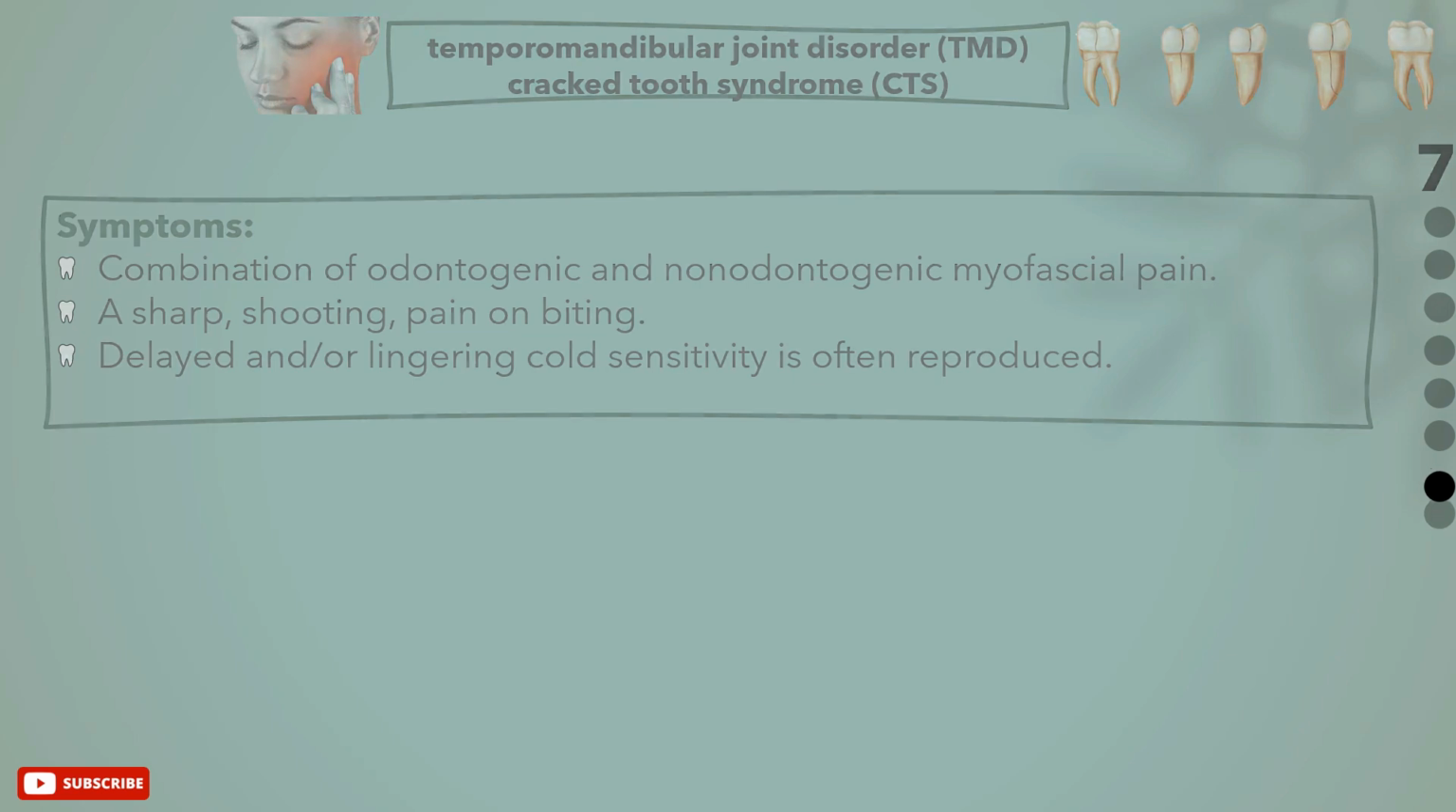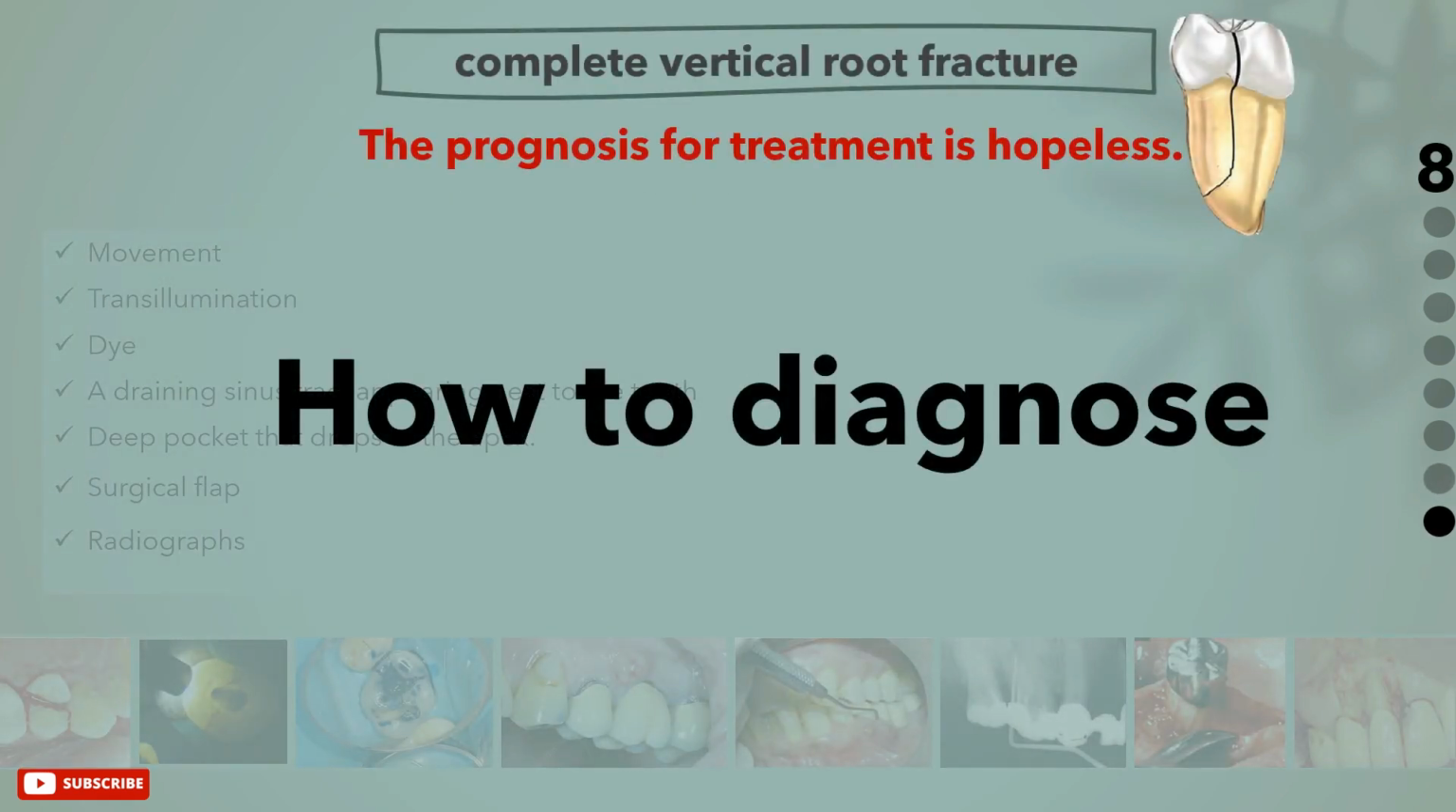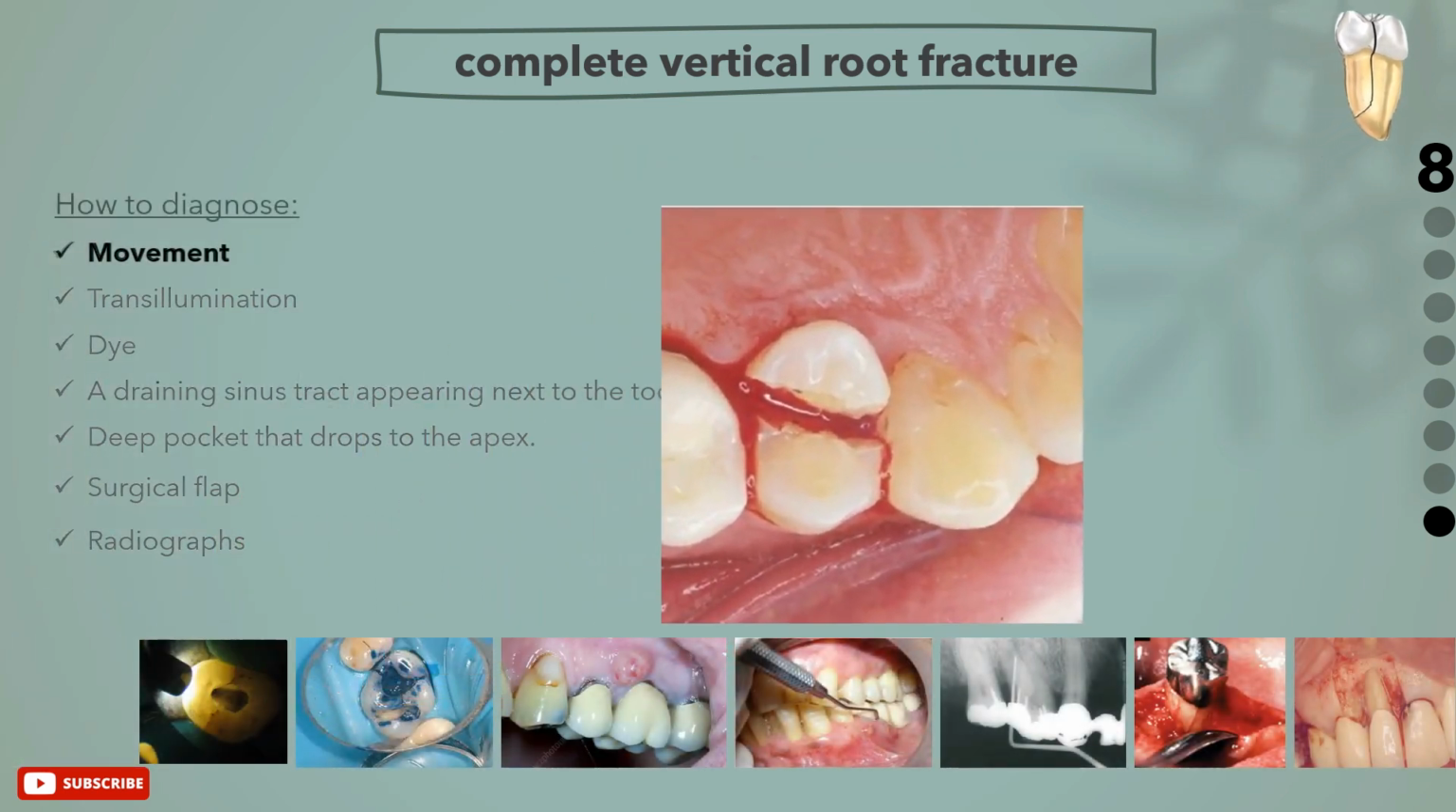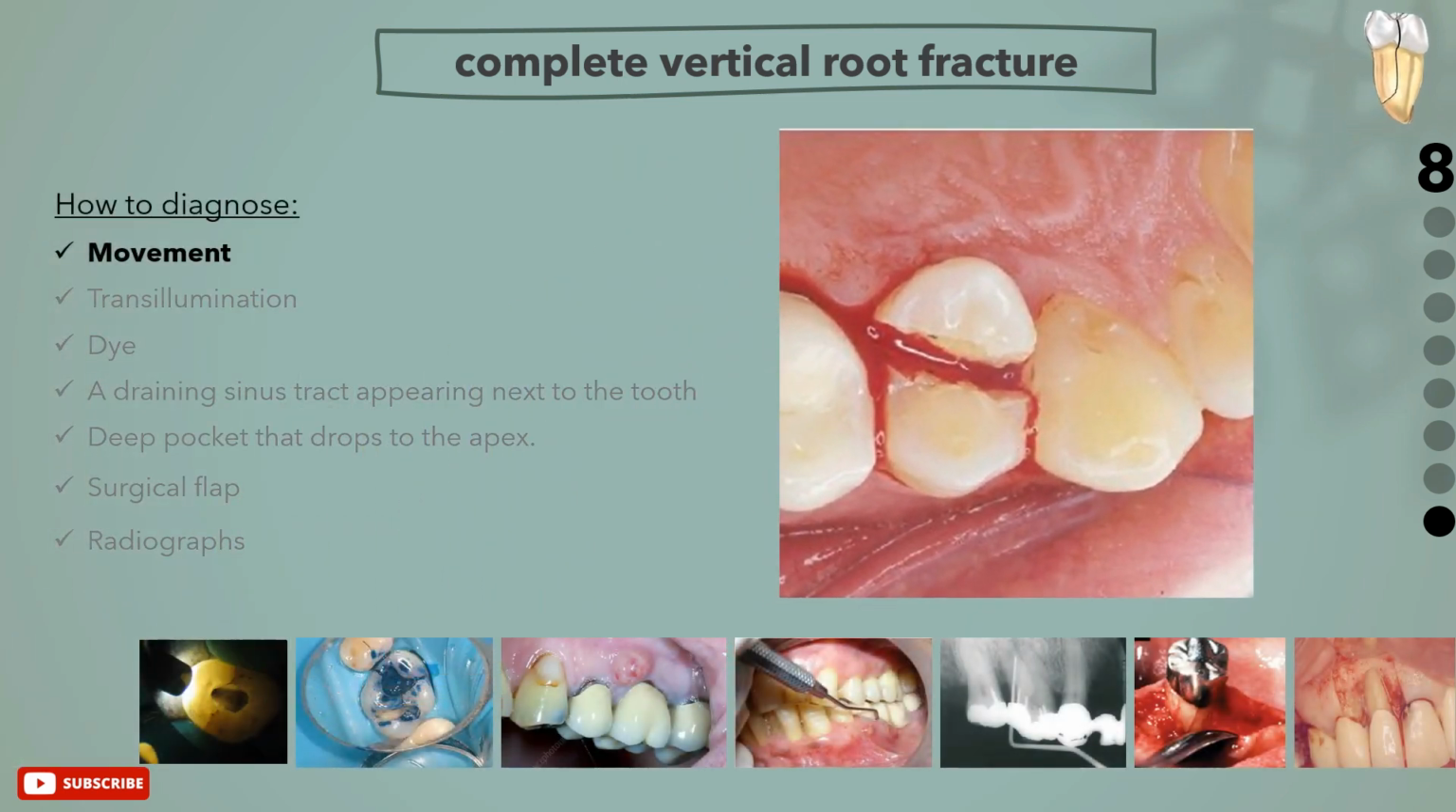Number 8. Complete vertical root fracture. The treatment of this case is hopeless, and that's why its right diagnosis is crucial. One way to diagnose a complete vertical root fracture is mobility.